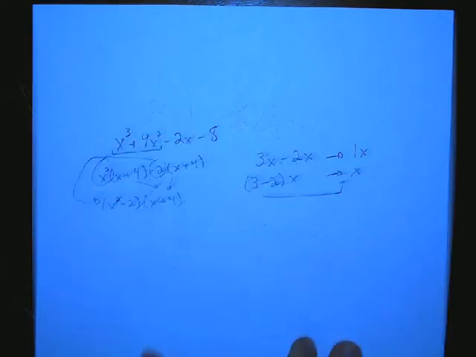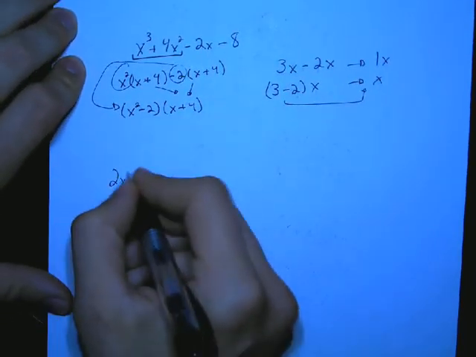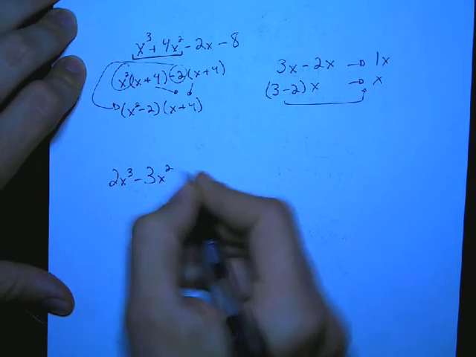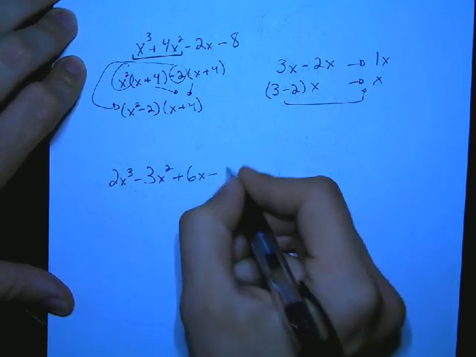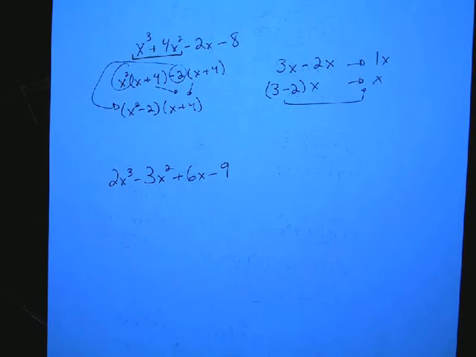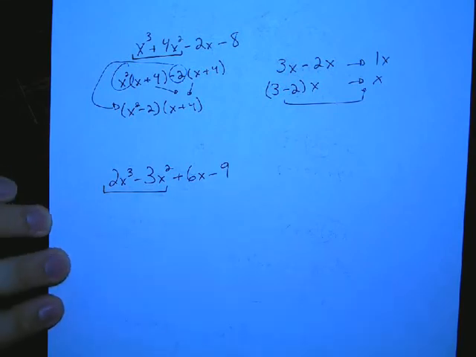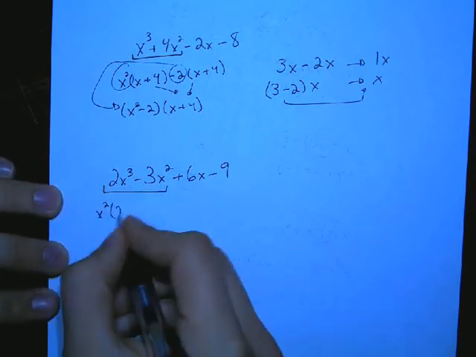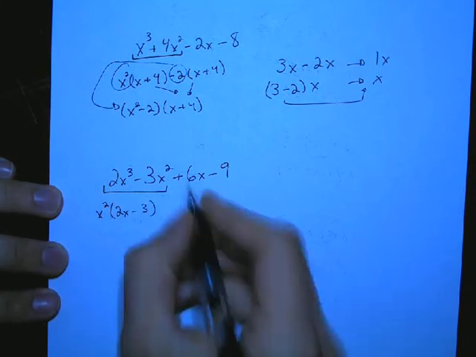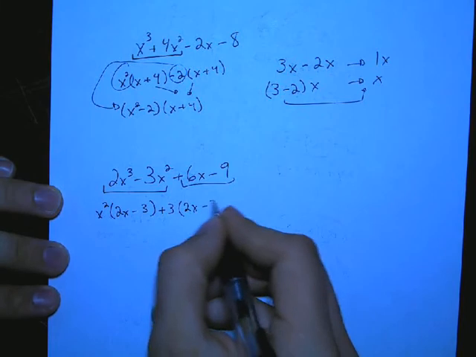Let's do another. So we've got 2x cubed minus 3x squared plus 6x minus 9. Looks like that. All right? Got to factor out what's in common. We're going to group them together just like this. What's in common with these first two? Again, just an x squared. What's left? I've got a 2x and a minus 3. What's in common here? I've got a 3 in common. What's left? 2x minus 3.